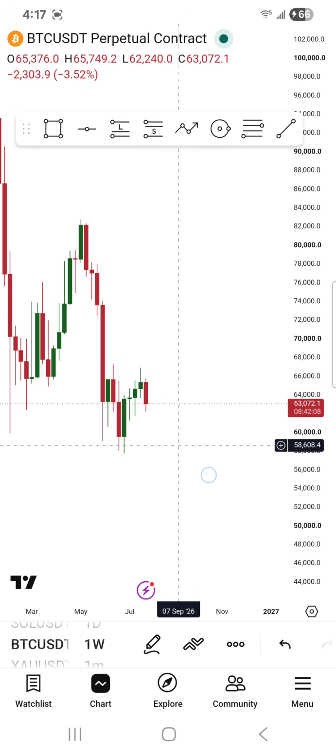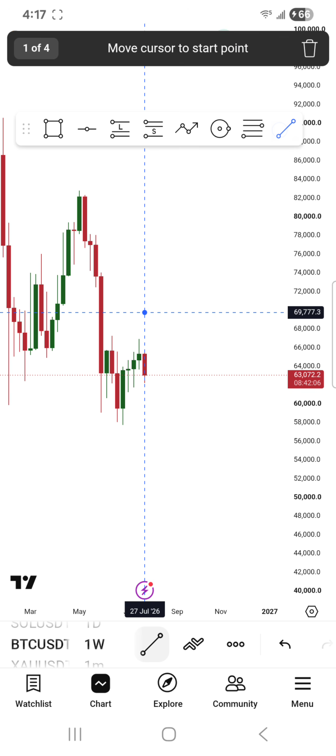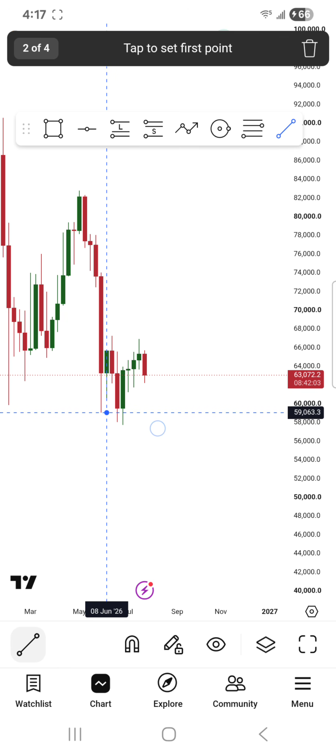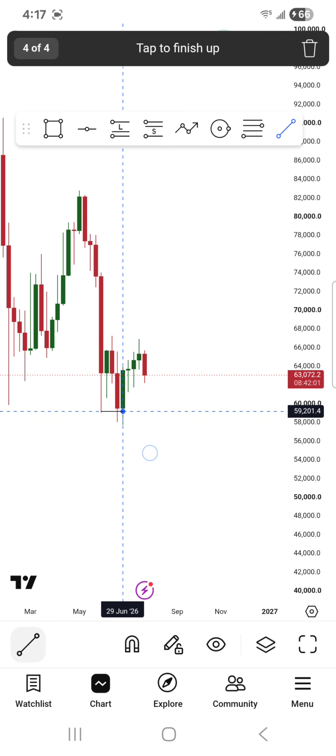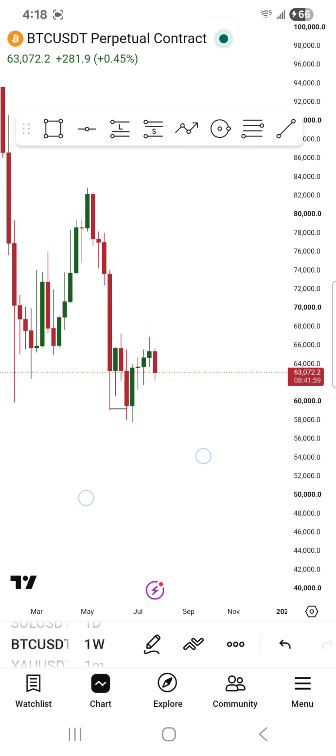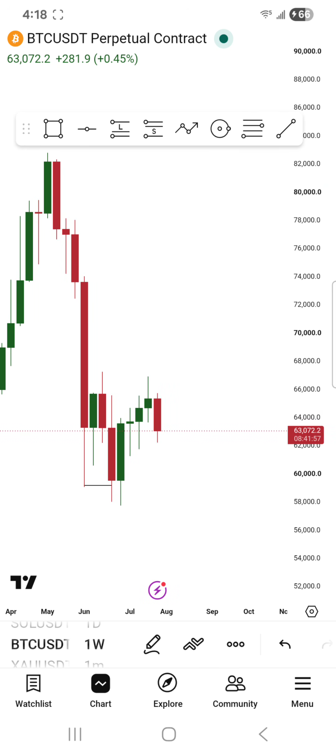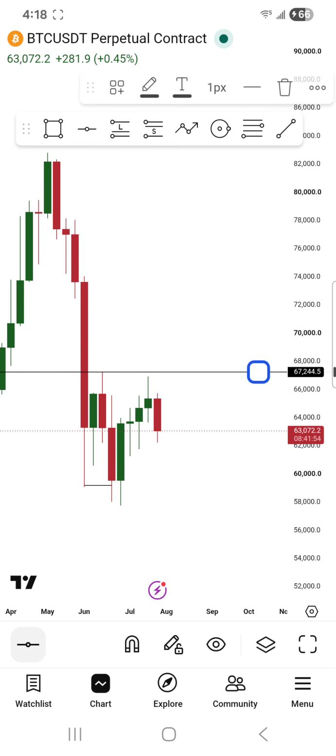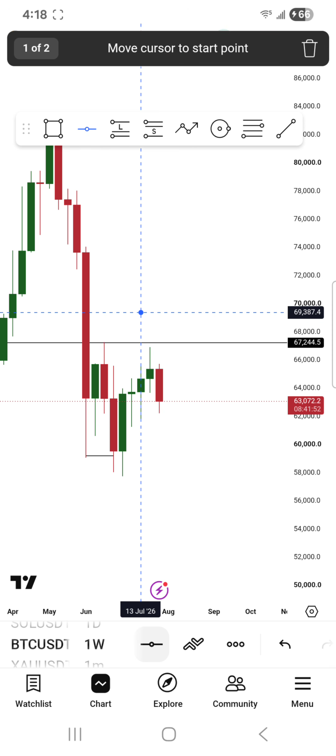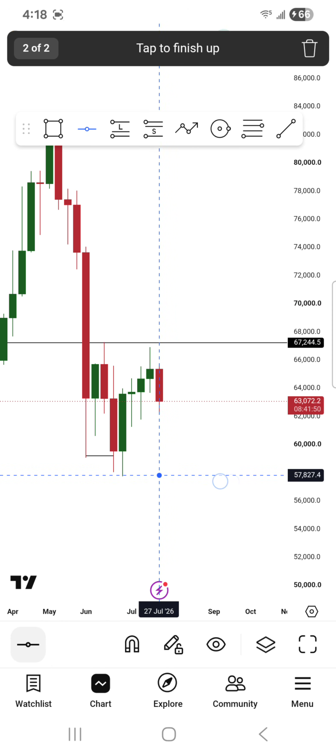No. This is my break of structure, guys. This is it here. I have marked it out. This is my break of structure to the downside. Now that I have a break of structure to the downside, I have a high that caused the break of structure, and then I have a low.